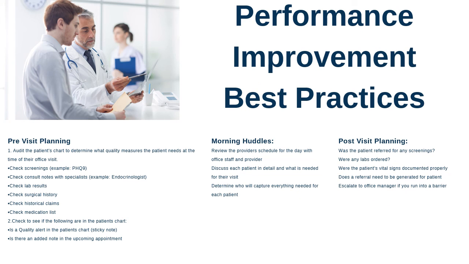Performance improvement best practices. Performance improvement best practices include three main components. First, pre-visit planning. Audit the member's chart to determine what quality measures the patient needs at the time of their office visit. Check screenings, for example, the PHQ-9. Check consult notes with specialists, example, endocrinology. Check lab results, check surgical history, check historical claims, check medication list. Check to see if the following are in the patient chart. Is a quality alert in the patient chart or a sticky note indicating that there are gaps in care? Is there an additional note in the upcoming appointment?